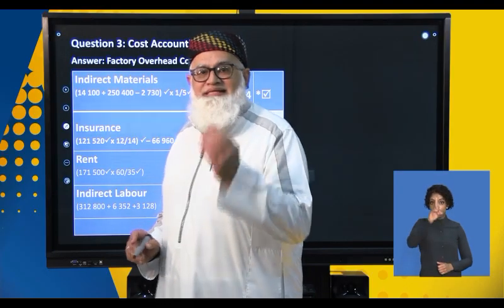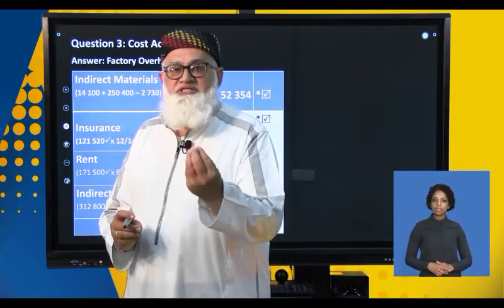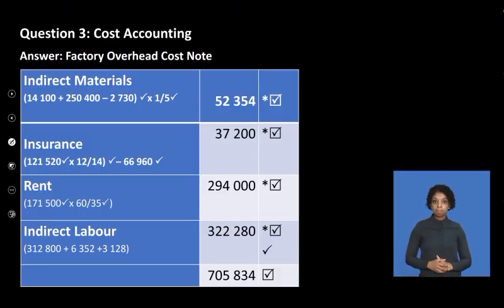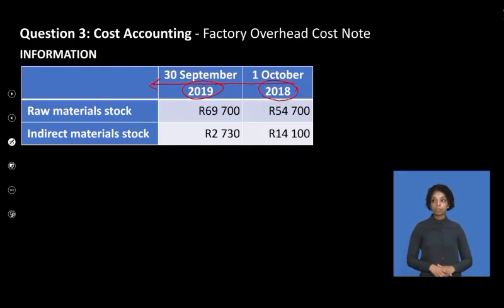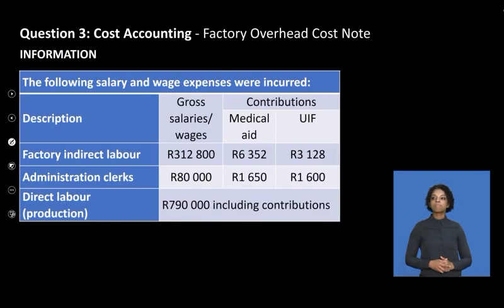Step number one, take your balance of indirect materials at the beginning of the financial year, right? And that's 14,100. Let me just show you where it is so you can identify with it. There's your indirect materials, beginning of the year, 14,100. Okay, we've got that figure there.